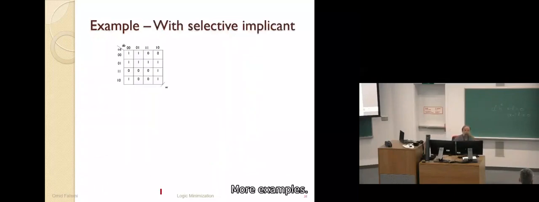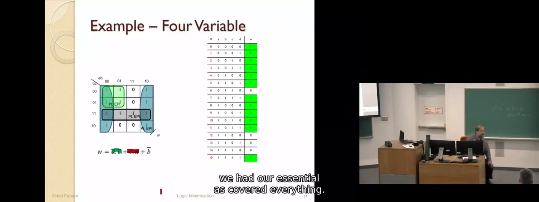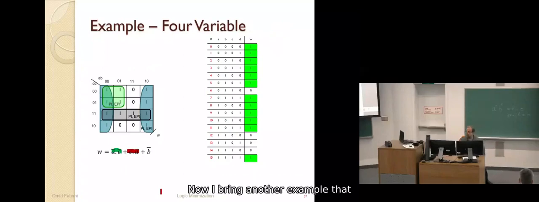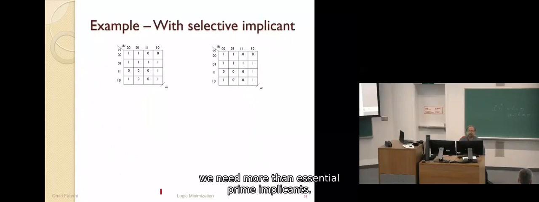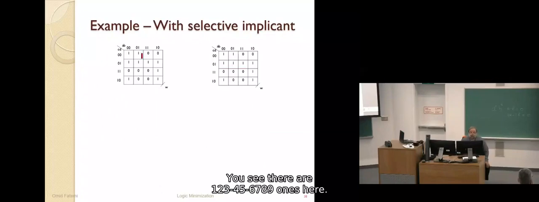Okay. More examples. Now, in the previous example, our essentials covered everything. Now I bring another example where we need more than essential prime implicants. So the first one. So this is the map that we would like to minimize. You see there are 1, 2, 3, 4, 5, 6, 7, 8, 9 ones here. We have to find the implicants. Okay, you could tell me, or we could go faster. This is the obvious one.